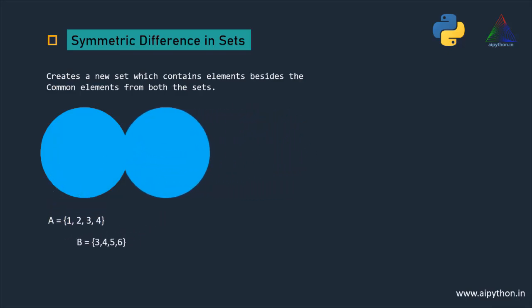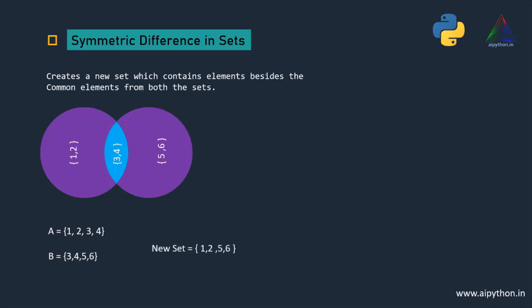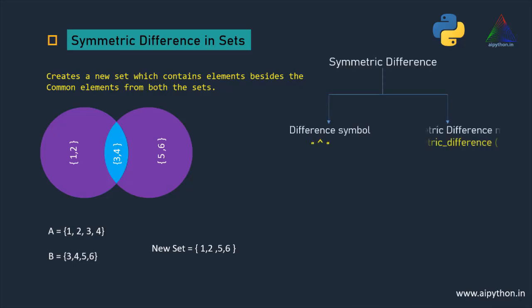So here what I'm trying to say is, 3 and 4 are basically common to both sets. These will be removed and the remaining will be available as a new set. And there are two ways to do it in Python, which is using the caret symbol or the symmetric_difference method. So we'll check it through live coding.